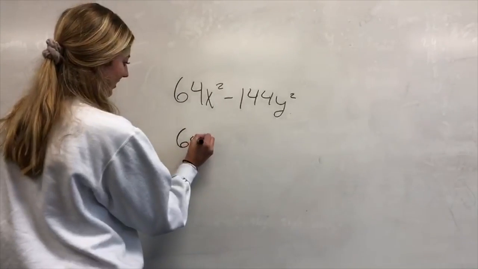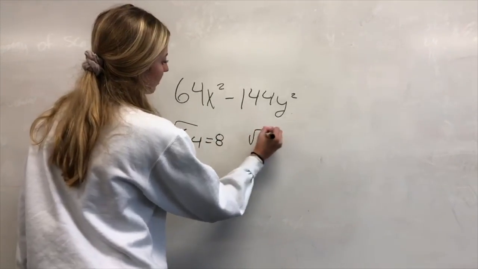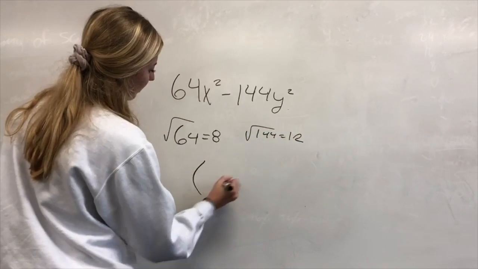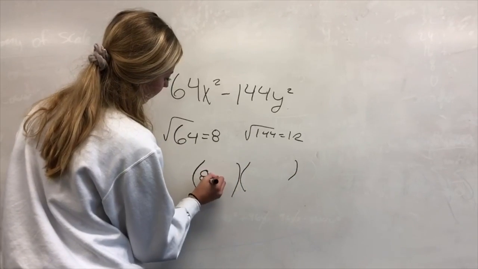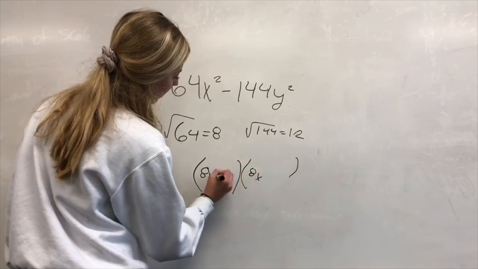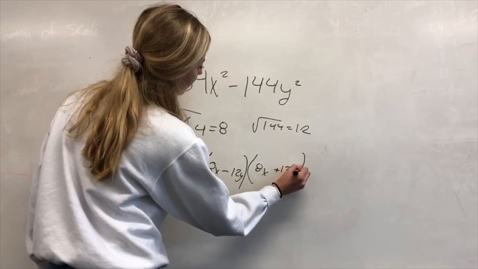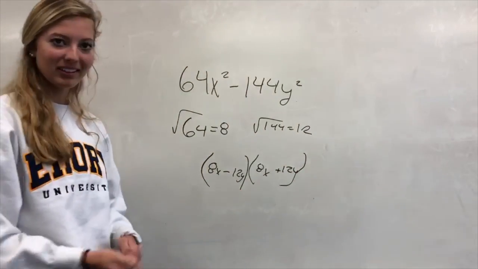Square root of 64 is 8. Square root of 144 is 12. So then we write it the same way we've been writing the other ones. So you do 8x, minus 12y, and then plus 12y. And that's your answer. Oh shoot, that looks a little messy.